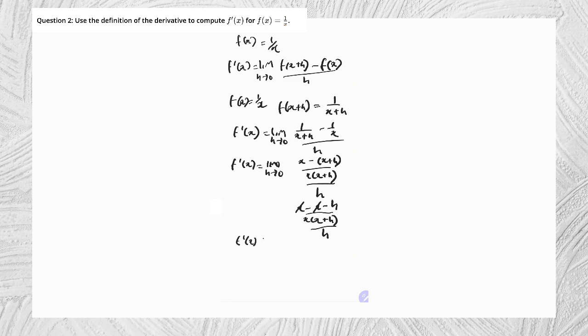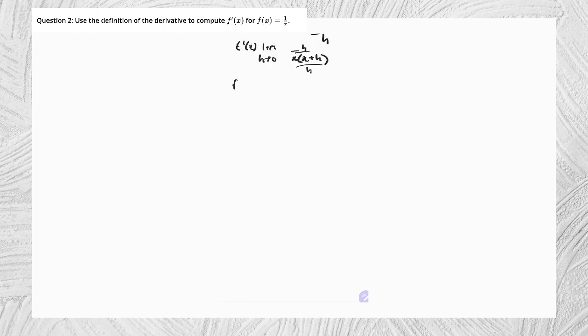And we know that minus x and x will cancel out. So that will leave you with minus h divided by x times x plus h divided by h. You can factor out h so that you have h times minus 1 divided by x times x plus h divided by h. And if you look at this very well, divided by h is the same thing as times 1 over h, so h can cancel out h. So when you simplify the fraction, you are left with minus 1 divided by x times x plus h as you limit h to 0.